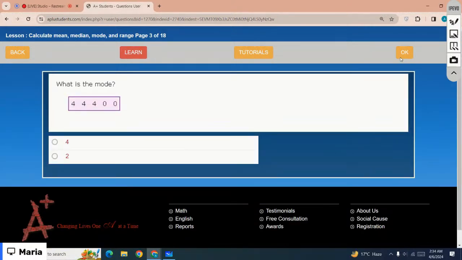What is the mode? So which is the correct option? The mode is 4. 4 is the number that appears most of the time in the data. 4 appears 1, 2, 3 times. So that means the mode is 4, right?